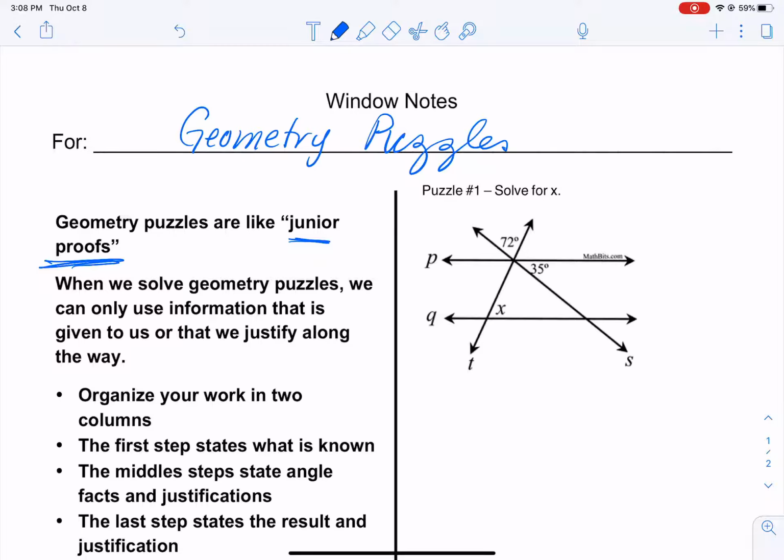And when we solve geometry puzzles, we can only use information that is given to us, either in the picture or through the description of the problem, or that we can justify using the angle relationships that we've discussed so far.